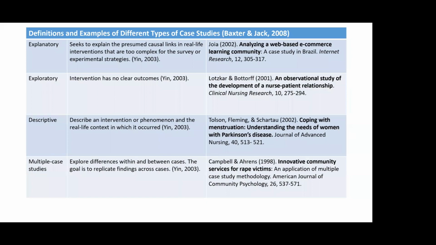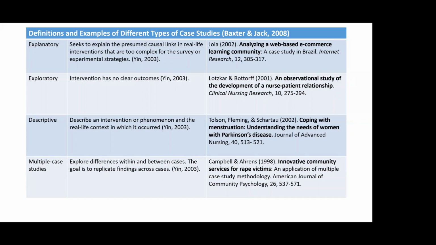For the explanatory approach, it seeks to explain the presumed causal links in real-life interventions that are too complex for the survey or experimental strategies. And then an example here that I have, which is not a clinical or healthcare related example. Again, this is a dated slide. The researchers analyzed a web-based e-commerce learning community. And you can understand that that's somewhat complex, and a survey or experimental strategies would not do well with this situation.